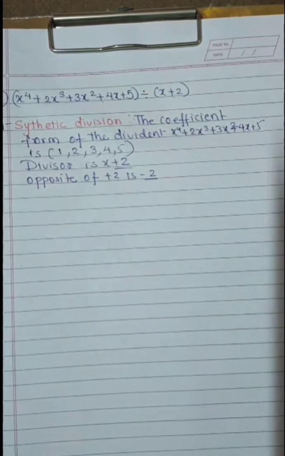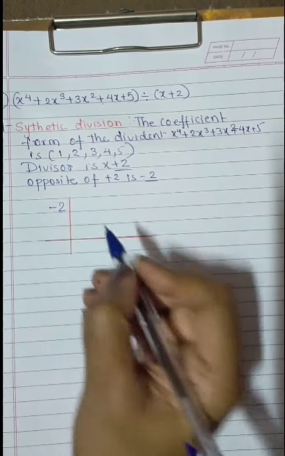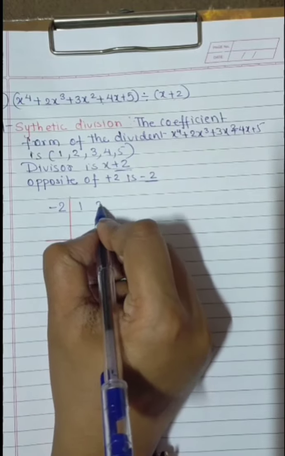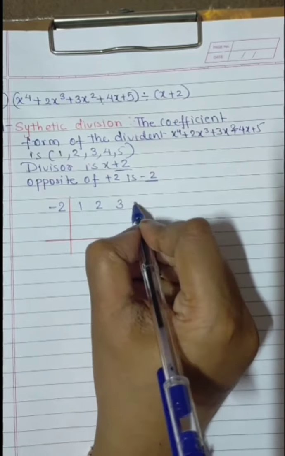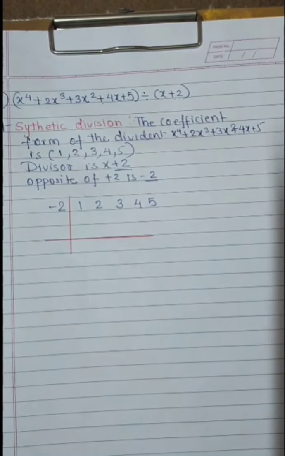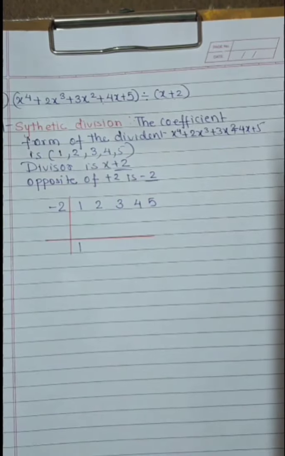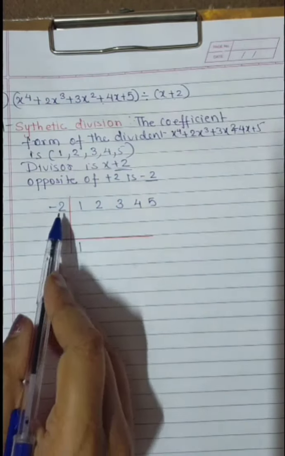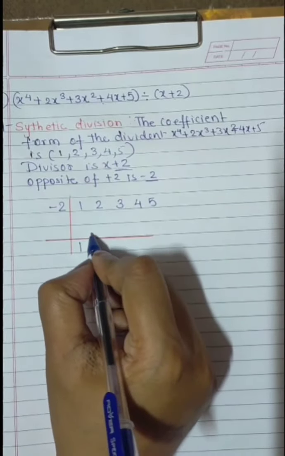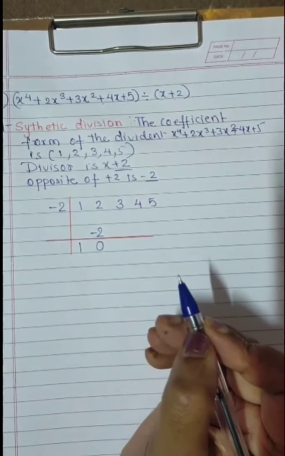Now the divisor is what? Minus 2, and we have to write the coefficient numbers in this way. Okay, now here you can see 1 is given, so we will take 1 down. Okay, 1 multiplied by minus 2, we will get minus 2. Okay, this will become 0.